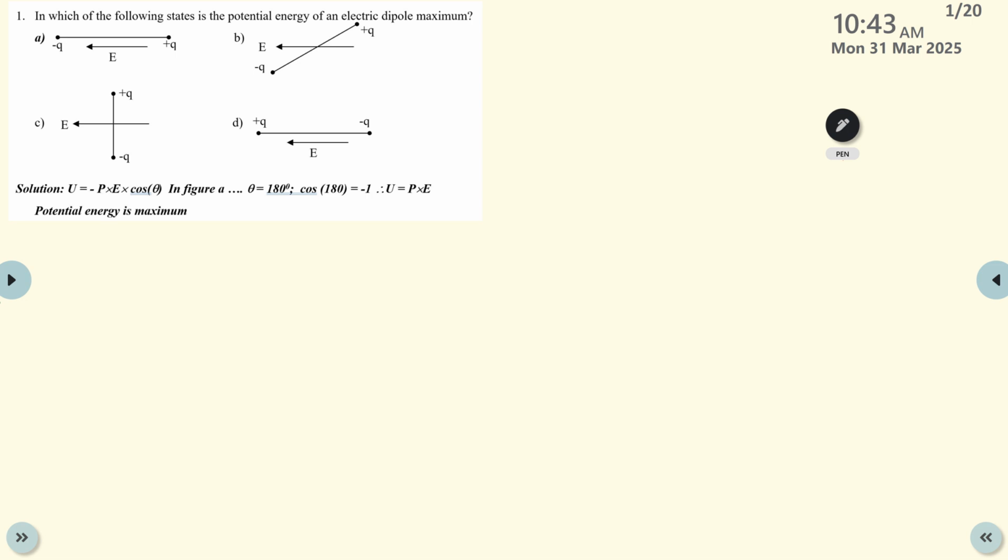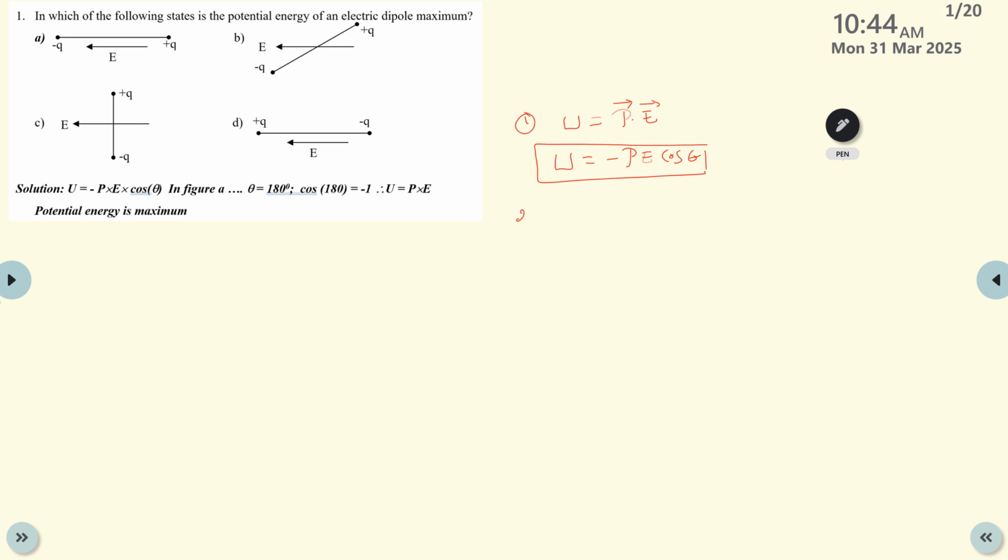Now, in this video, I'm going to solve some problems related to the electric dipole. Here, three categories of problems are to be solved. One is potential energy, U equal to minus PE cos theta. Problems related to the potential energy. Energy is a scalar quantity, P dot E. That is, in the scalar form, we are writing U equal to minus PE cos theta.